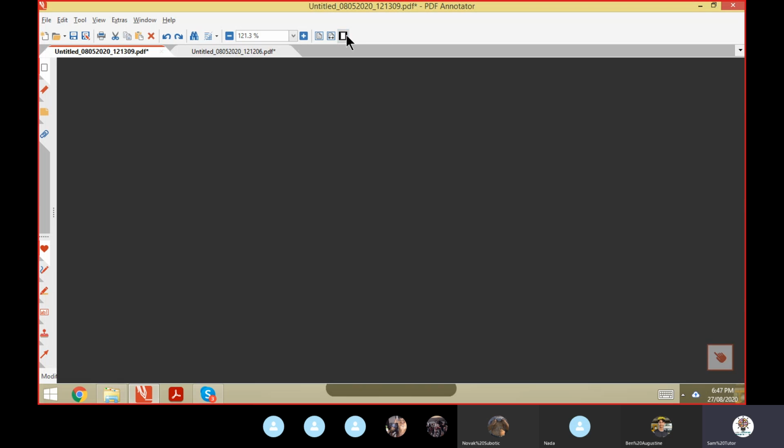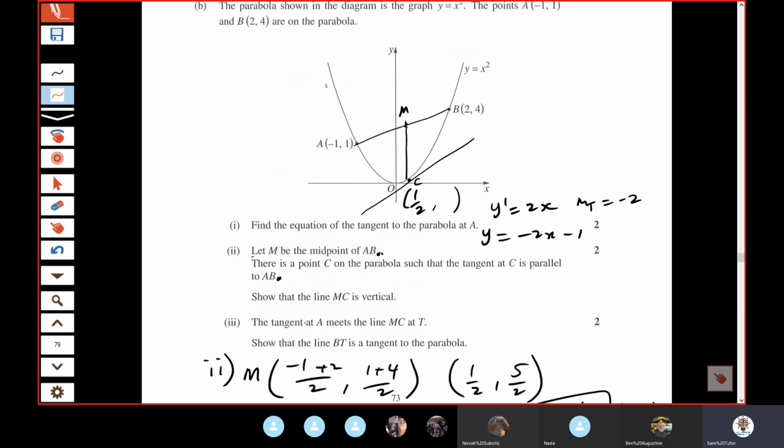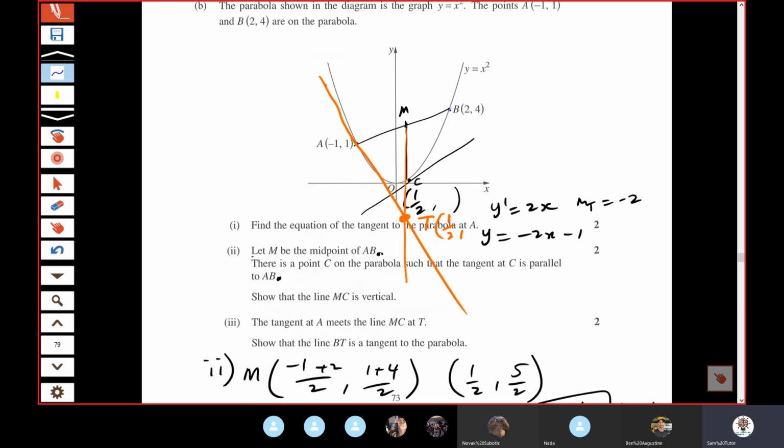Triple I, show that the line, okay, wait, sorry. Go back to it. It said the tangent at A meets the line MC at T. Okay, a lot of letters. Start again. The tangent at A meets the line MC at T. Well, I already know the x coordinate of T. Half. See, if I draw it up, how quickly I can do that. Show that the line BT is a tangent to the parabola. So show that BT is tangential.